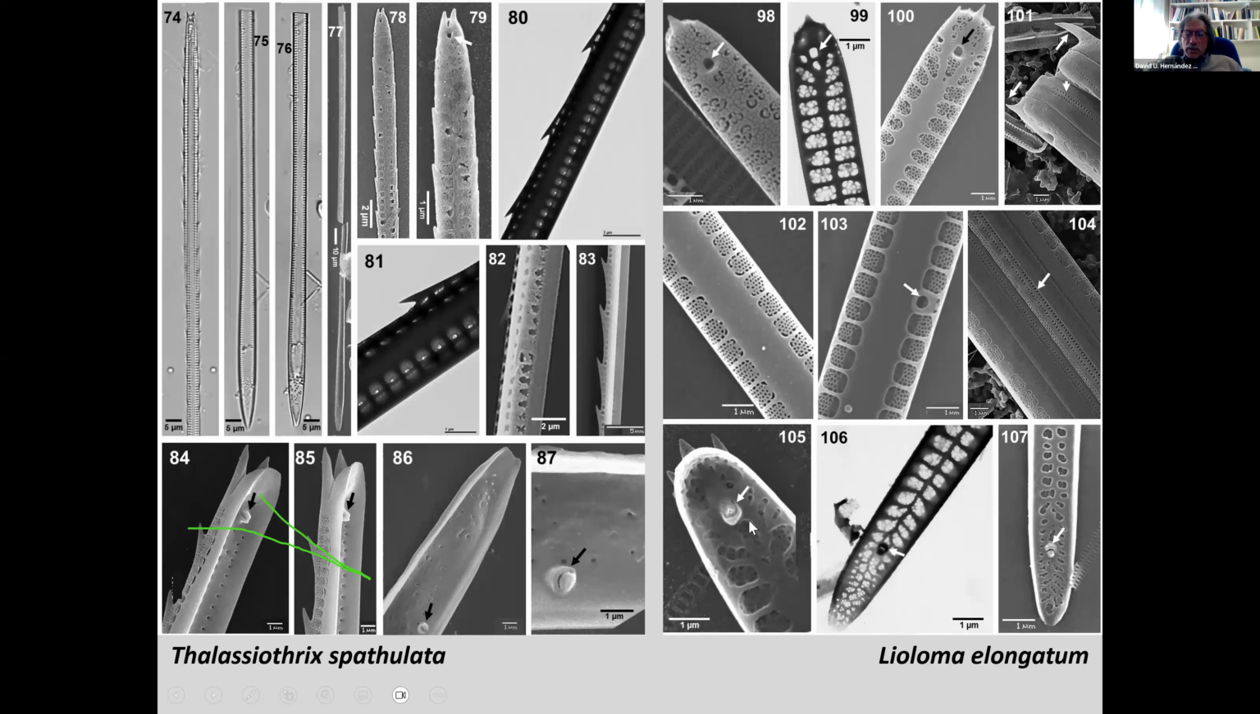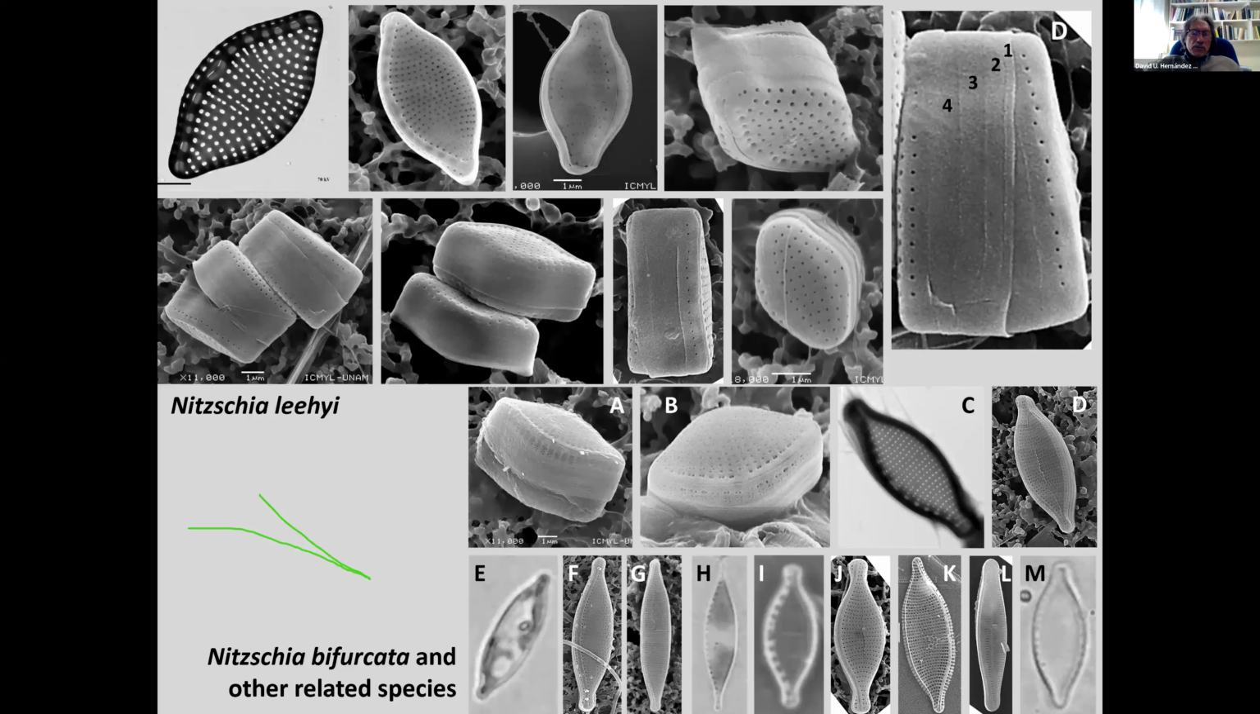The rhimoportula have these dissimilar lips. They have this parrot beak shape, as you can see in figures 105 and also 107. So the lips are dissimilar.